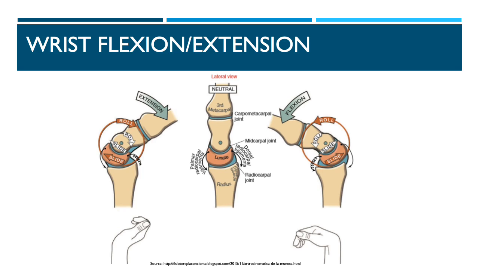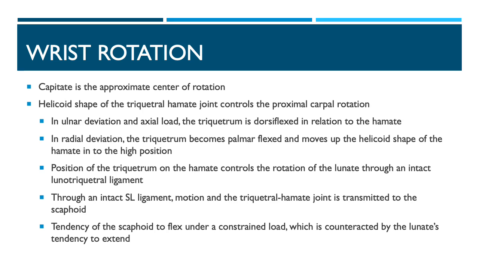So in flexion, you can see that lunate rolling volarly and sliding dorsally. So it's tilting towards the palm and sliding backwards, and it's the opposite during extension. During wrist rotation, the capitate is about the center of rotation. The shape of the triquetral hamate joint, that one's a mouthful, it controls the proximal carpal rotation. So the way that these two bones kind of fit together, that's where everything is going to start to move.